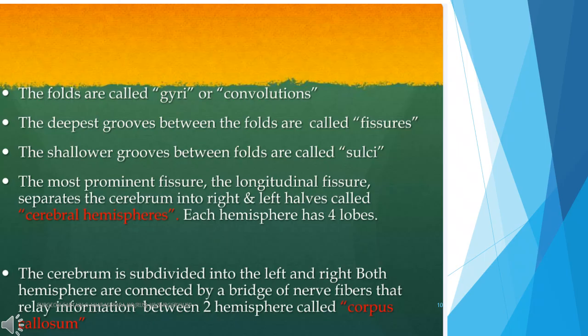frontal lobe, executive function, motor control, speech production. Parietal lobe, responsible for sensory integration, spatial awareness. The temporal lobe, responsible for memory, emotion, and auditory processing, and occipital lobe, responsible for visual perception. We discussed this matter earlier also.